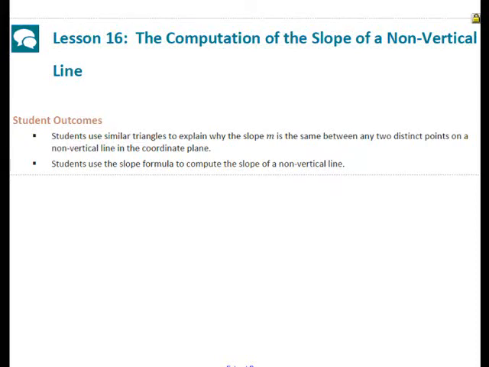This is Mrs. Zappia with Lesson 16, the computation of the slope of a non-vertical line. Student outcomes for this lesson: Students use similar triangles to explain why the slope m is the same between any two distinct points on a non-vertical line in the coordinate plane. Students use the slope formula to compute the slope of a non-vertical line.